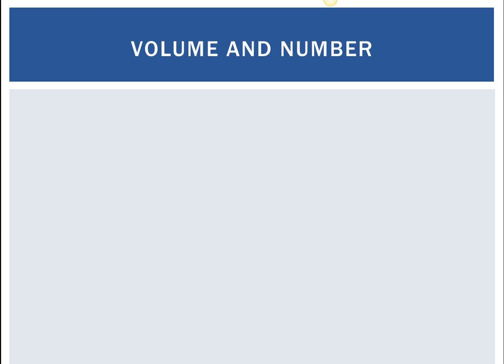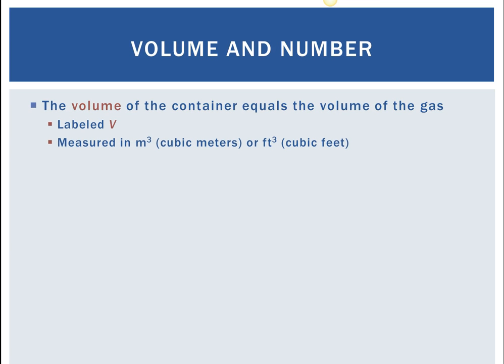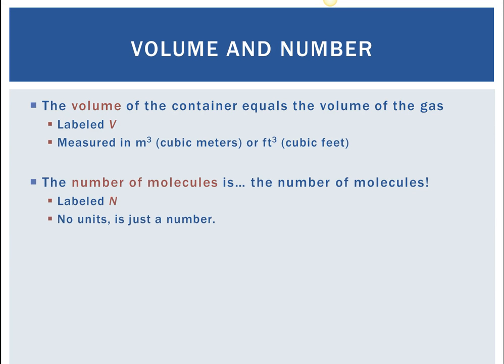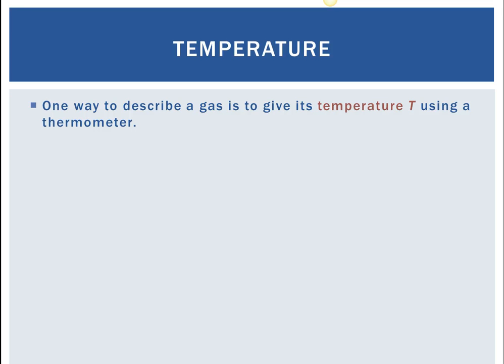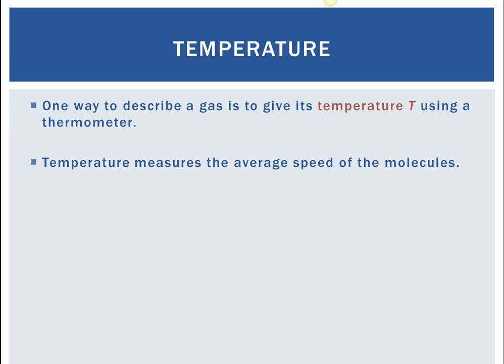Let's look at volume and number first. The volume of the container equals the volume of the gas, and it's labeled capital V, and measured typically in cubic meters or cubic feet. The number of molecules is simply the number of molecules. It's labeled capital N. Temperature is given the capital T, using a thermometer is how you measure it. And it's important to know that temperature measures the average speed of the molecules. The higher the temperature, the faster the molecules.